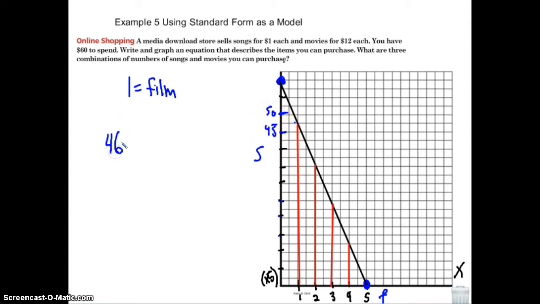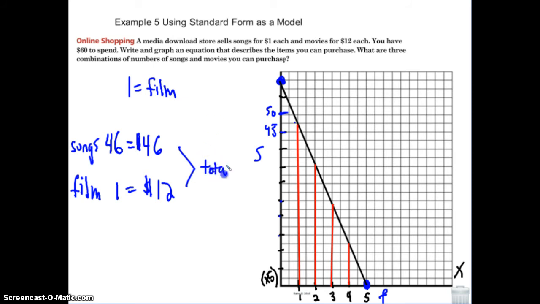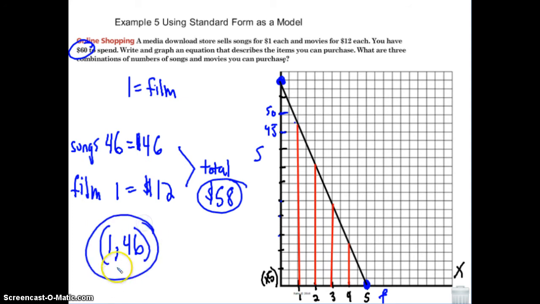So if I bought 46 songs for $1 each, that means I spent $46 on songs. That means I only bought one film. And that film was $12. So that means altogether my total is $58. And that works because I only have $60 to spend. So 1, 46 could be one of my ordered pairs that work with that situation.